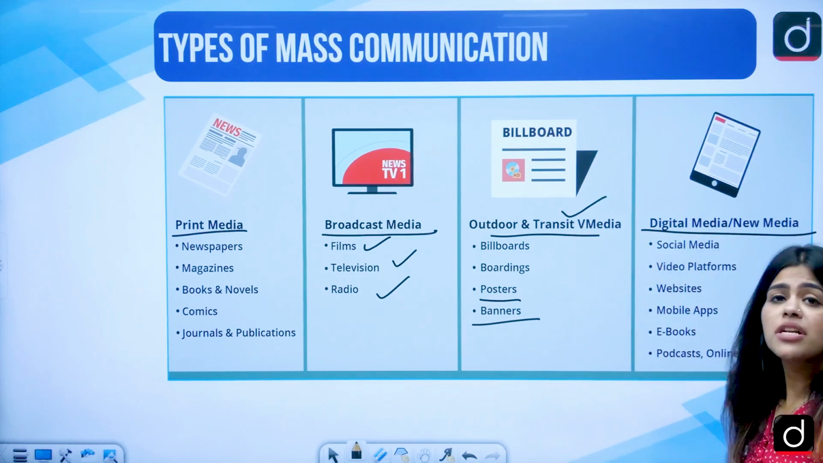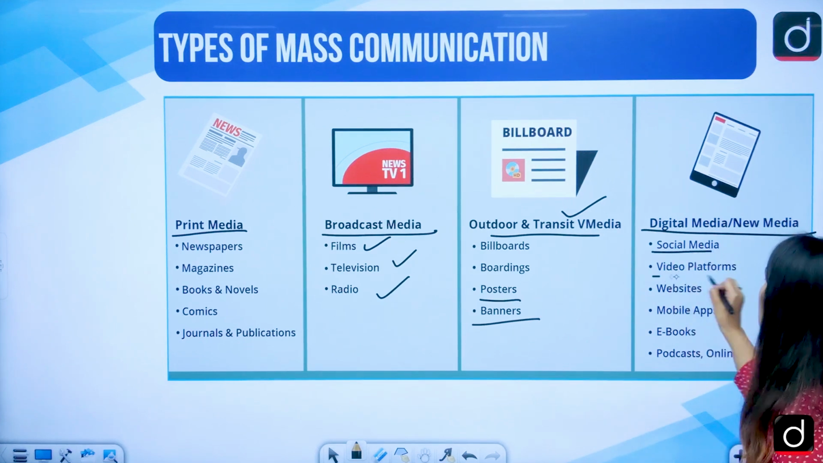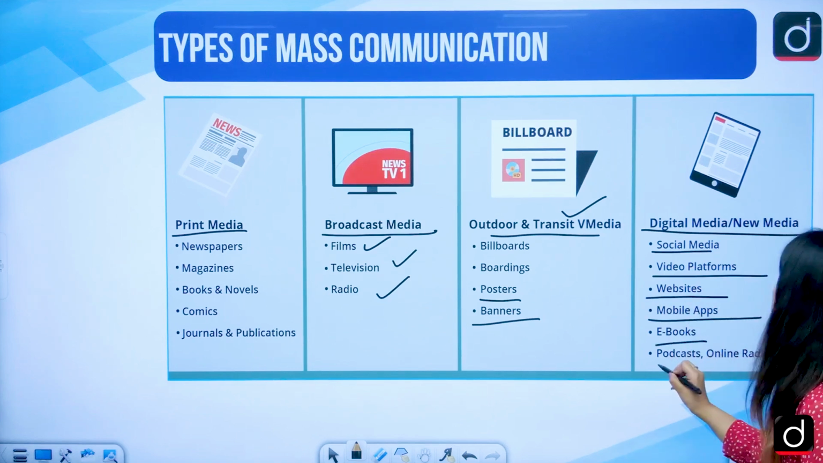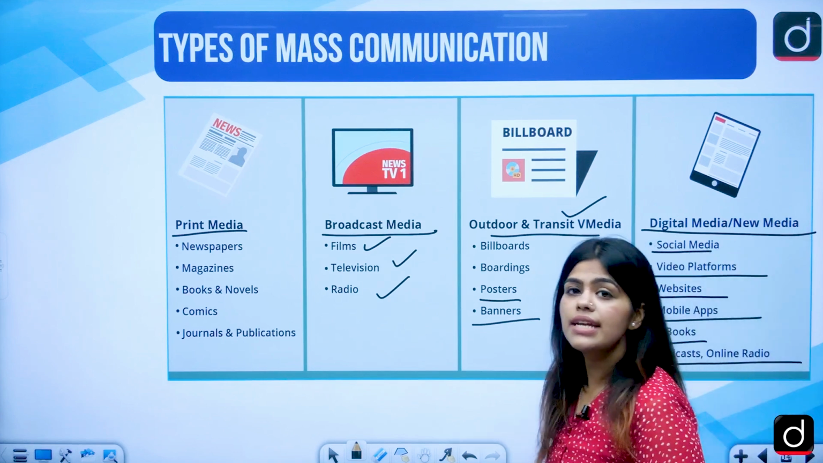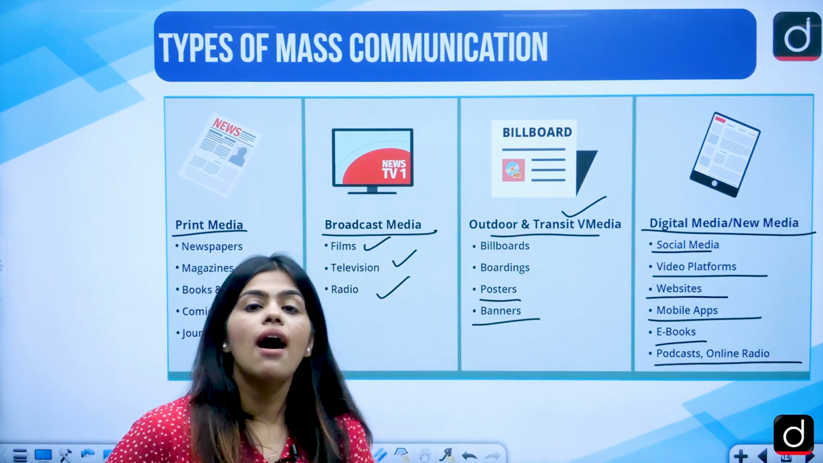Then we have digital media, and we call it new media as well. Social media, video platforms, websites, phone apps, e-books, podcasts, online radios are all examples of the new media that we are having.